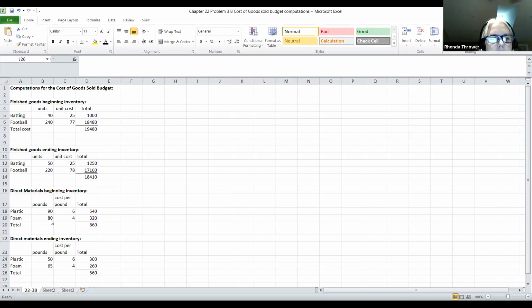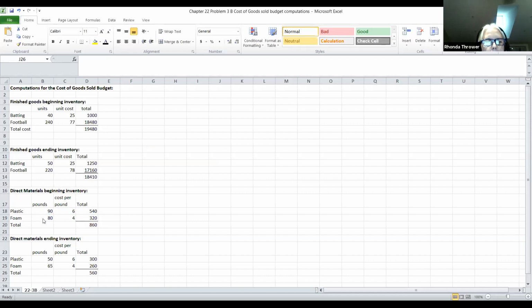So I've calculated the direct materials beginning inventory here. My materials were plastic and foam. The number of pounds that I needed was a given amount from the given information in Cengage. The cost per pound is $6. That too was given. You're going to simply multiply the two of these to get 540 as the total cost of the plastic beginning inventory.